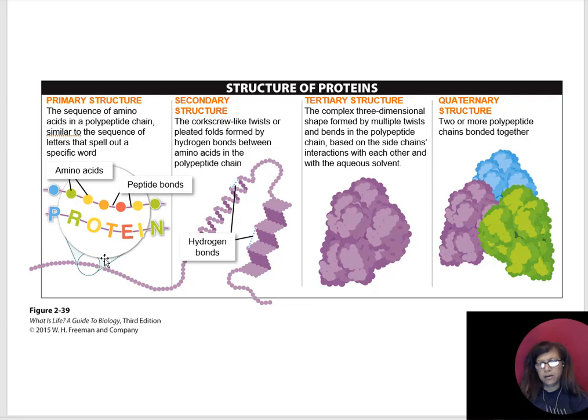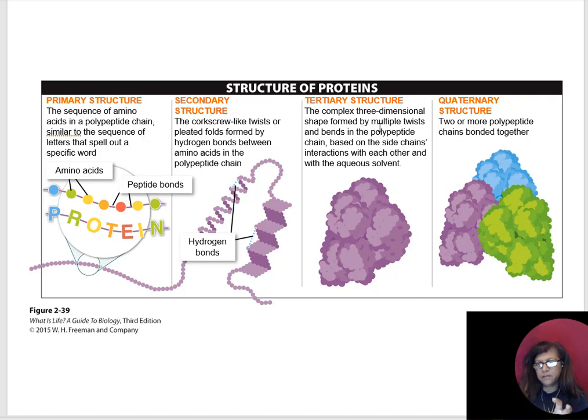But from there, we start to get these hydrogen bonds that start to form these corkscrew-like twists and these pleated folds. And this is called the secondary structure. So suddenly we start taking these chains of amino acids, and then through this additional bonding, these hydrogen bonds, we start to change the conformation of the protein. So we get this secondary structure. And then from there, we continue to shape and fold, and we get this complex three-dimensional shape that begins to form.